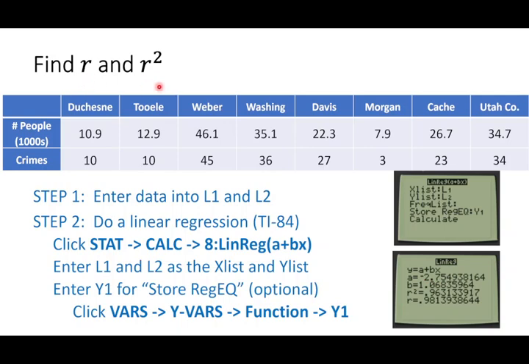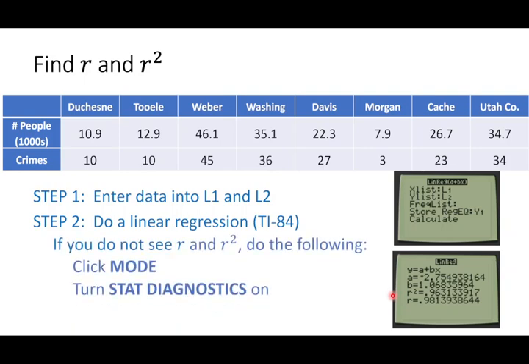What we wanted right now is R and R squared, and so that also shows up here. It probably won't the first time you do it, because for whatever dumb reason, the TI-83 and 84 calculators come with this feature turned off by default, so you have to turn the feature on. It will stay on until you do a factory reset, and that will turn it off again. So if you don't see R and R squared in the output, you're going to click the Mode button, scroll down and find Stat Diagnostics and turn it on.